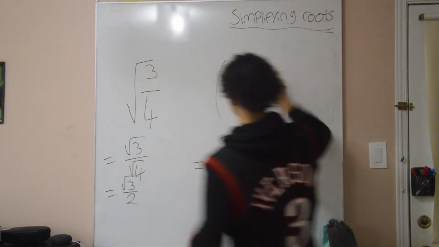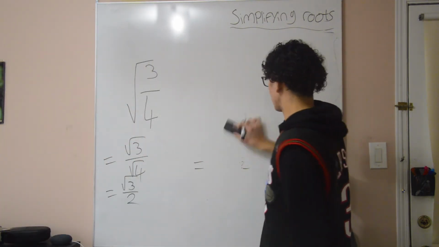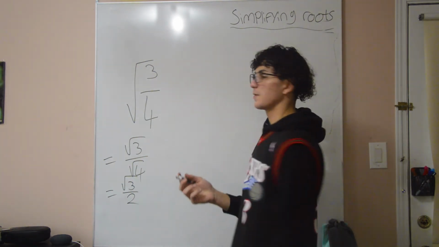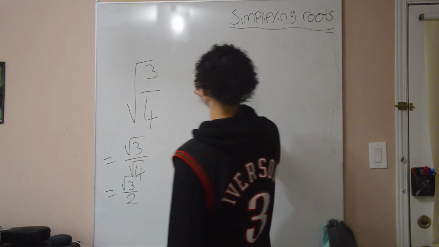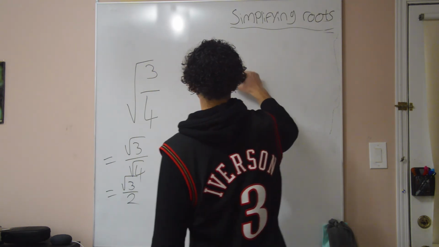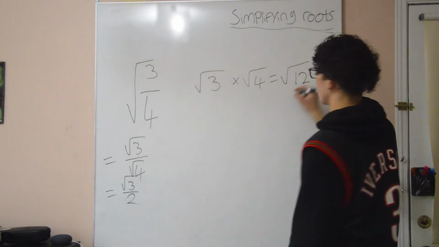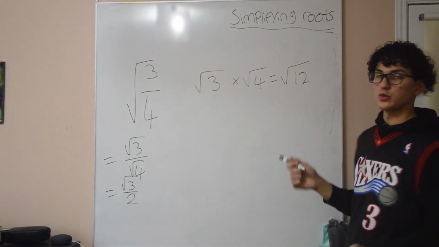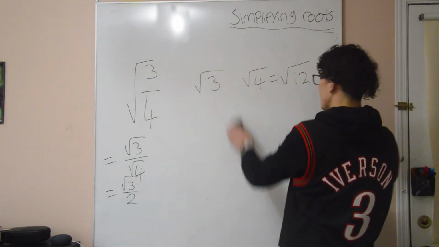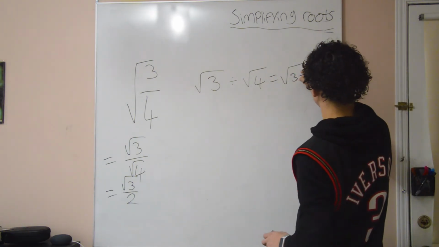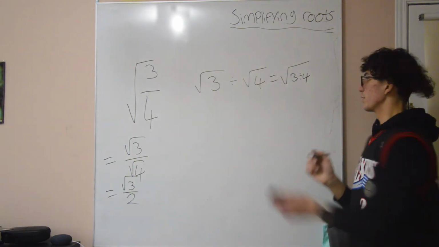Now, dividing radical expressions also has some other things to it. For example, with multiplication, we saw that root 3 times root 4 equaled root of 3 times 4, right? Which is root 12. And if we're dividing, it's basically the same thing. It's root of 3 divided by 4.